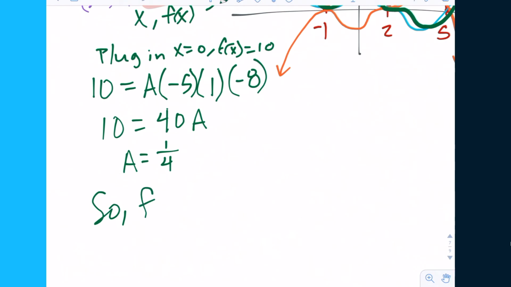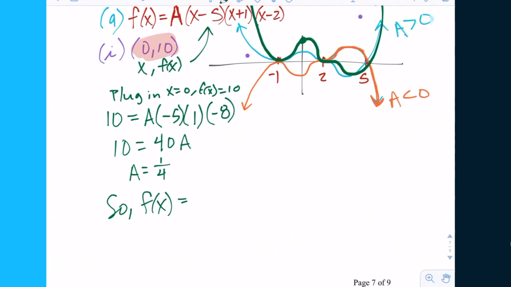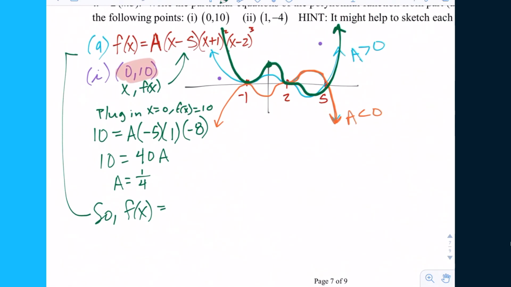So f of x, we just rewrite it now. We plug it back in up here to part A. It's going to equal 1/4 times x minus 5 times x plus 1 squared.